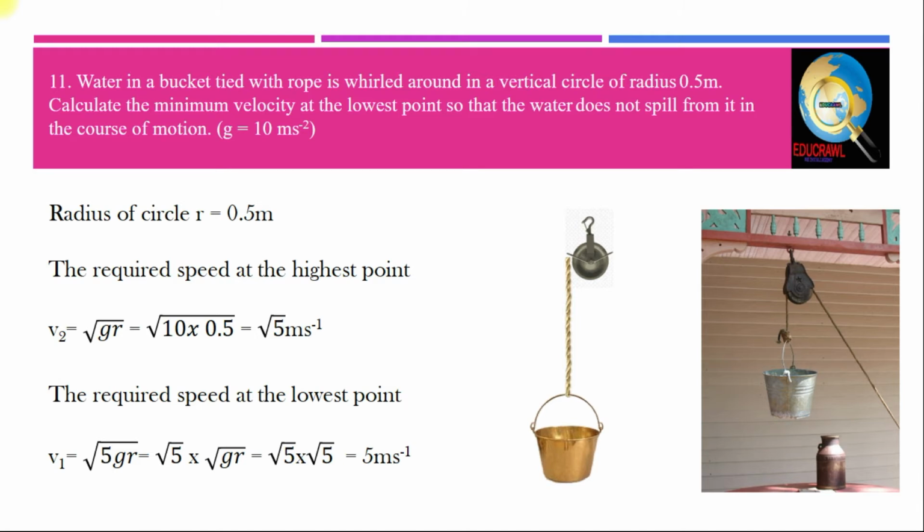We know the expression for the velocity at the highest point. In theory part we would have learned that V2 is equal to square root of GR. So square root of G value 10 into R value 0.5. So 0.5 into 10 is 5. So root 5 is the value of speed at the highest point. Similarly, the speed at the lowest point is given by V1 equal to square root of 5 GR. This is the formula which we had learnt in our theory part. Which is equal to root 5 into root GR. Already we have found root GR as root 5. So root 5 into root 5 is nothing but 5 meter per second.